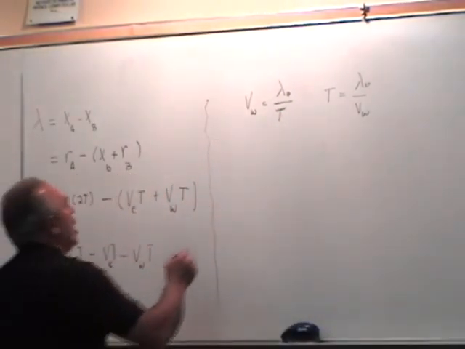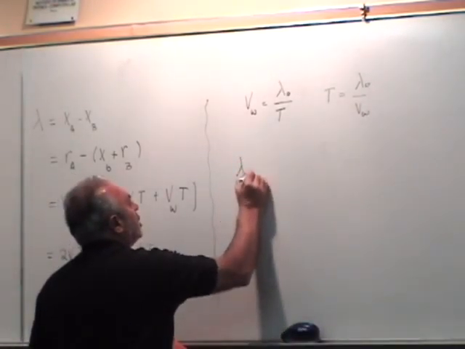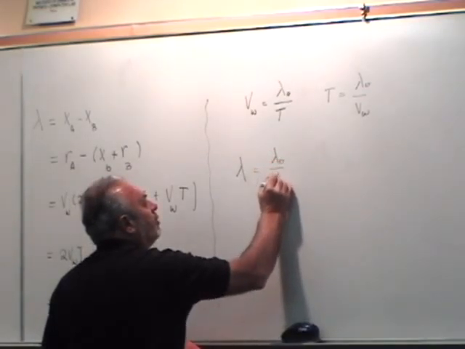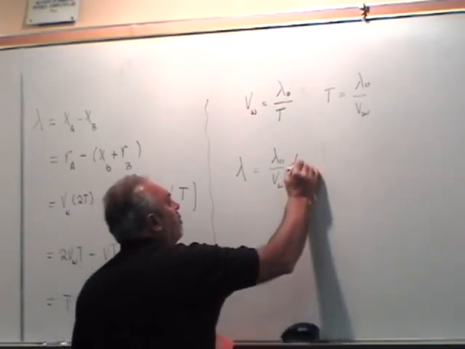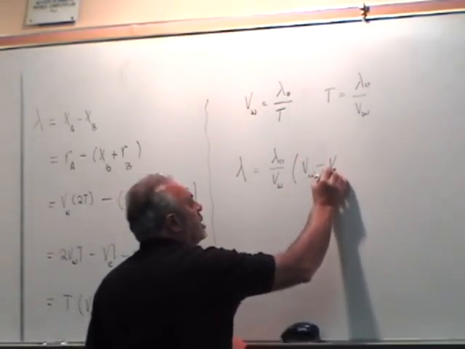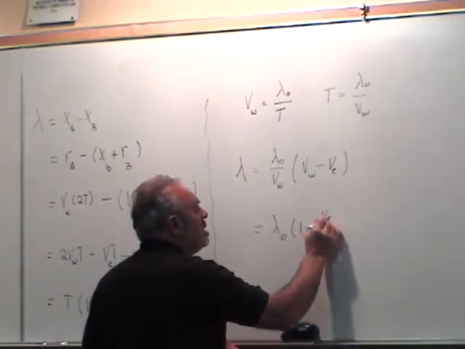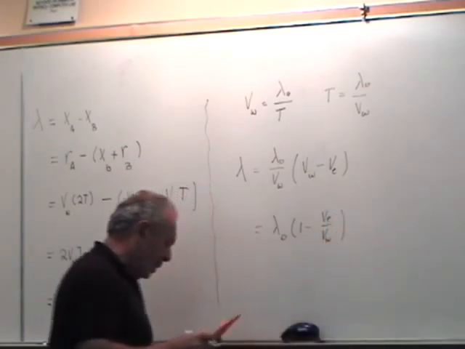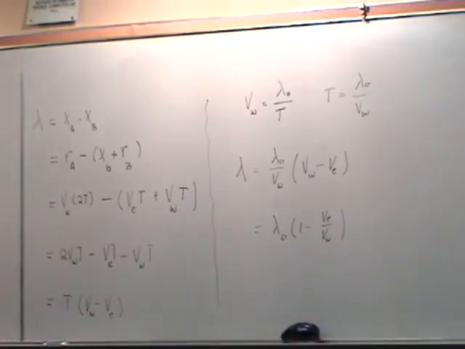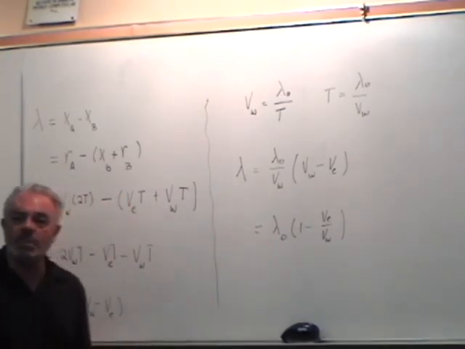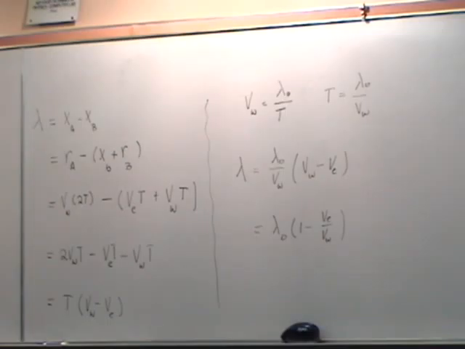So if we put that in right there, we now get the lambda that she enjoys is equal to lambda naught over VW times what? VW minus VE. So, of course, we have lambda naught times 1 minus VE over VW. And we have a Doppler formula to tell you the difference between the wavelength that she would measure and the wavelength emitted by our entertainer. So there's a Doppler formula that deals with the change in wavelength.